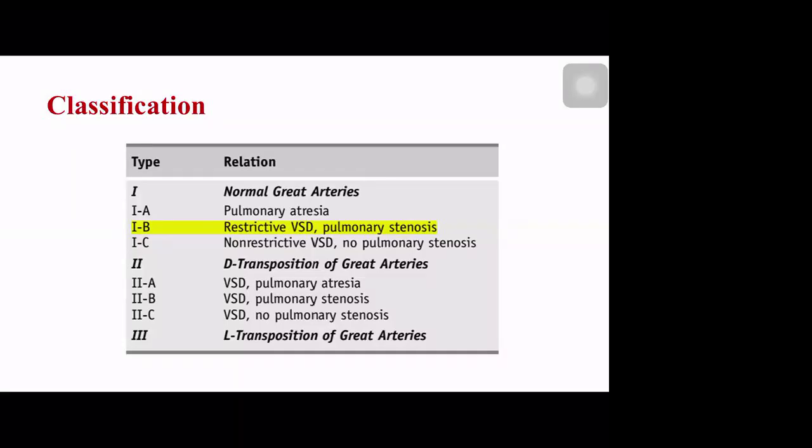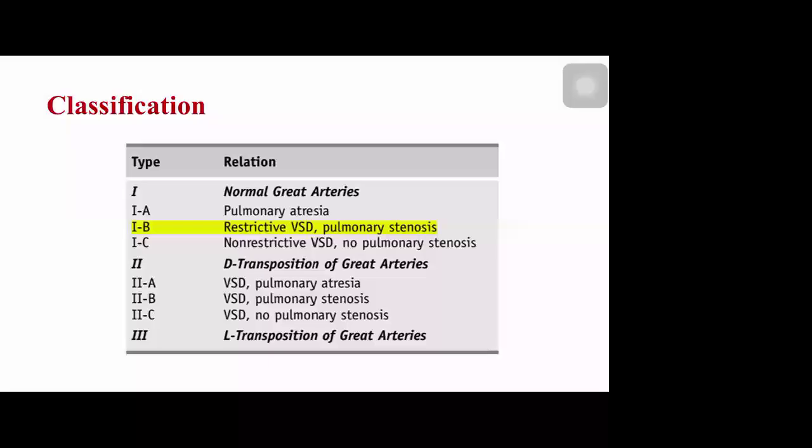Now, type 1 has three subtypes. Type 1A is normal great arteries with tricuspid atresia with pulmonary atresia. Type 1B is normal great arteries with tricuspid atresia with associated restrictive VSD and pulmonary stenosis. In type 1C, there is a non-restrictive VSD and no pulmonary stenosis along with tricuspid atresia and normal great arteries. So in type 1A to C, there is a change in pulmonary blood flow.